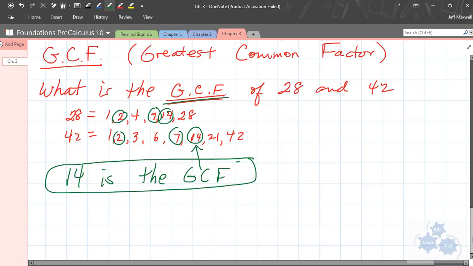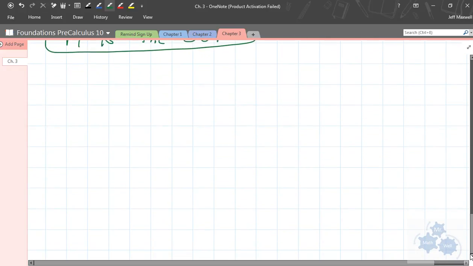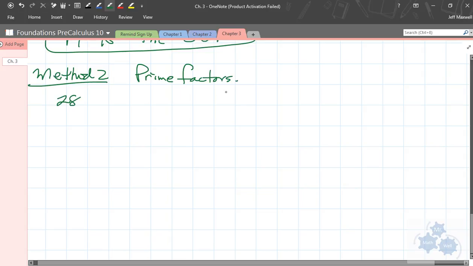Let's do it one more way. Let's do it the prime factorization method way. Okay. So here's method 2. Okay, prime factors. Look at the prime factors. So let's do that. So 28 over here, 42 over here. So 28 divided by 2 is 14. Divided by 2 is 7.